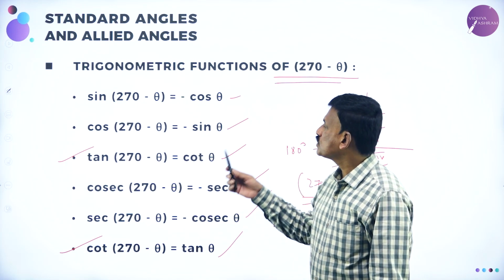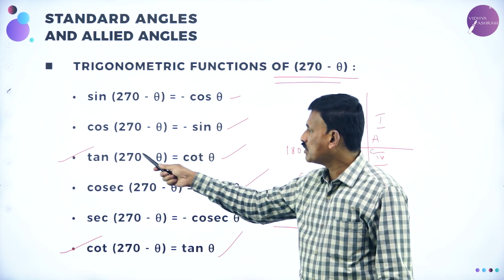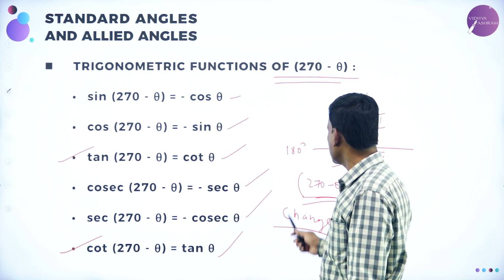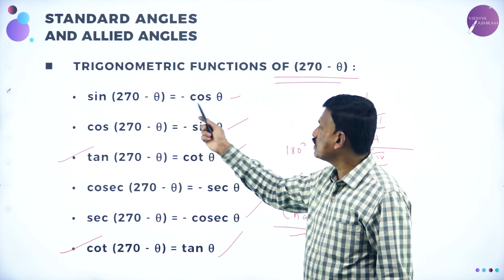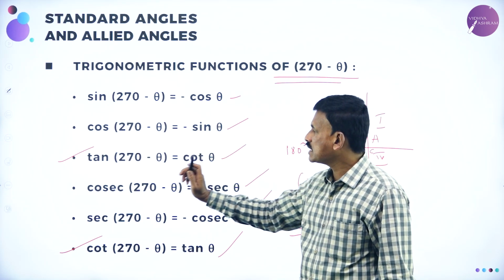Let me repeat. So 270 minus theta comes in the third quadrant. In the third quadrant, tan theta and cot theta are positive, remaining are negative. Further, there is a change. Sin is converted to cos. Sin 270 minus theta is minus cos theta. Cos 270 minus theta is minus sin theta.